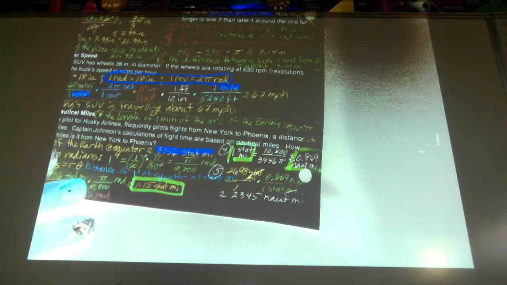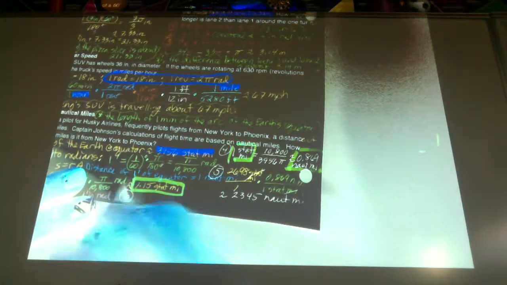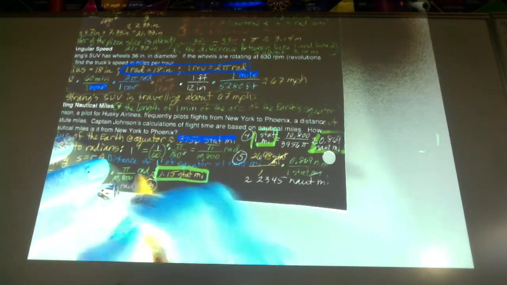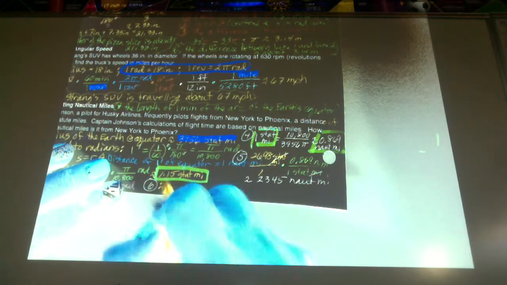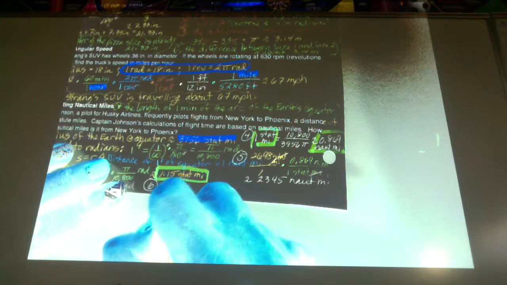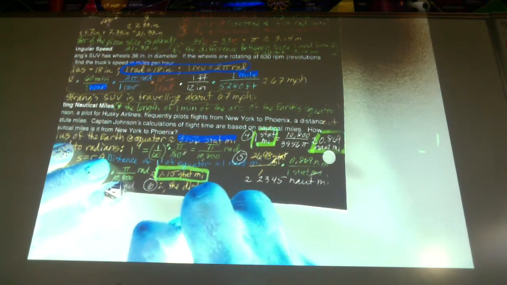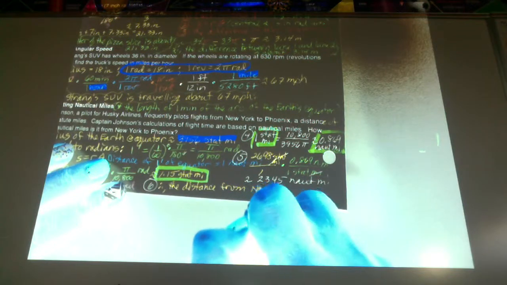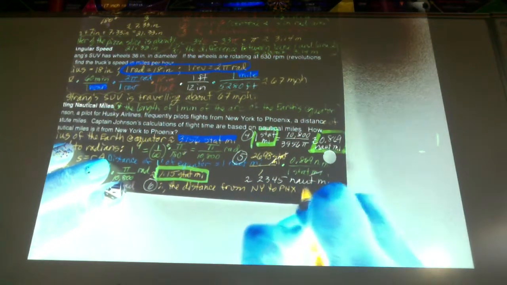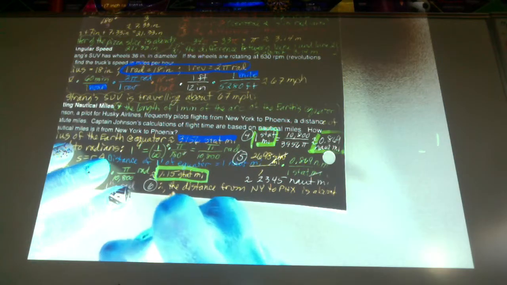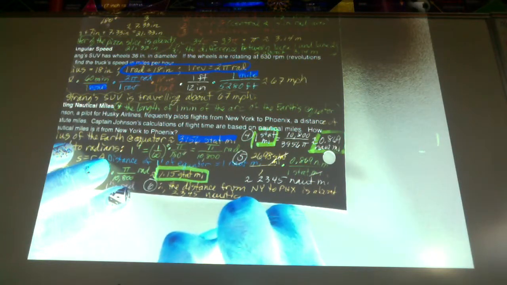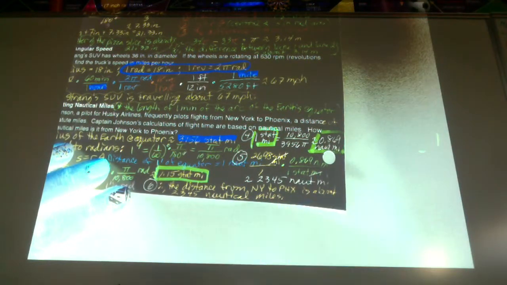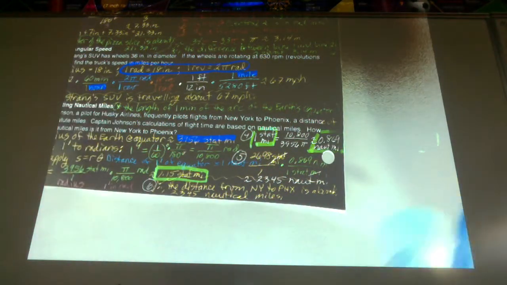So our last and final step is to answer the question. So step 6. Therefore, the distance from New York to Phoenix is about 2,345 nautical miles. Once you know your conversion, all you would have had to do would be step 5.